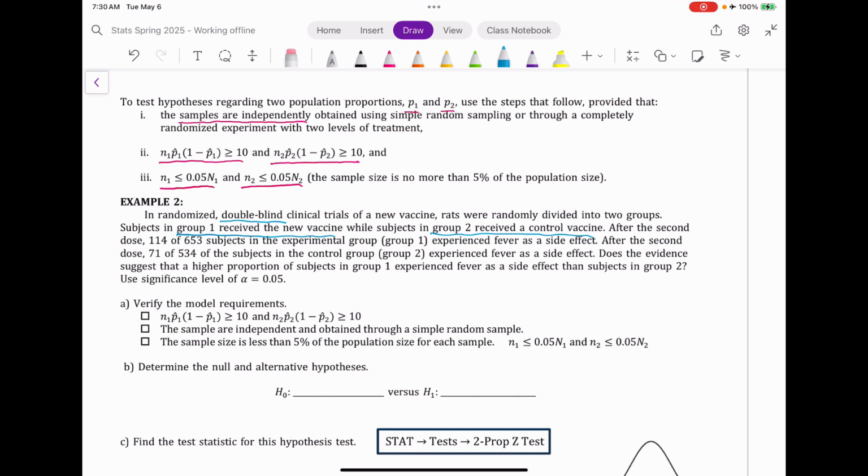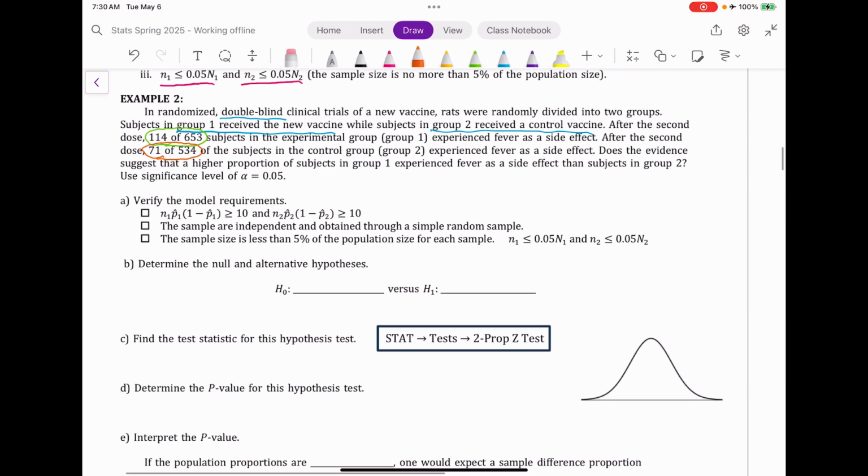Okay, so after the second dose, 114 of 653, so this is about population 1, experienced fever as a side effect. And then after the second dose, 71 of 534 of the subjects in the control group experienced fever as a side effect. Okay, so what I have circled in orange is about the second sample.